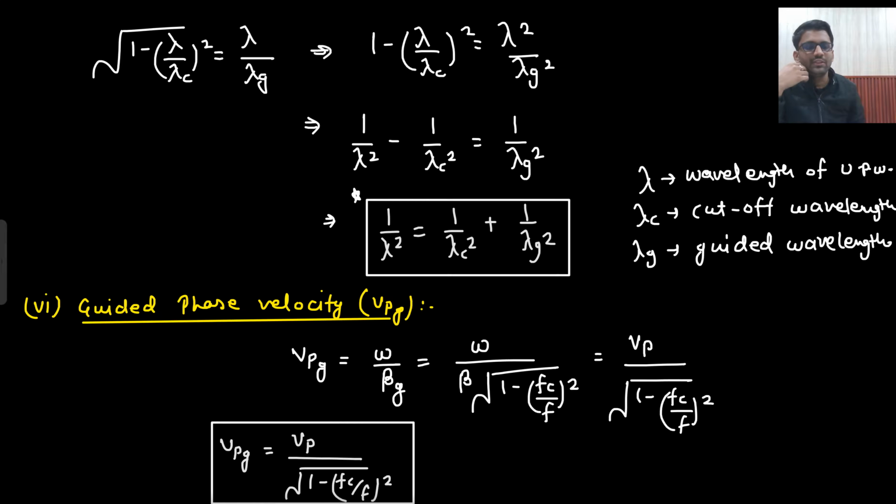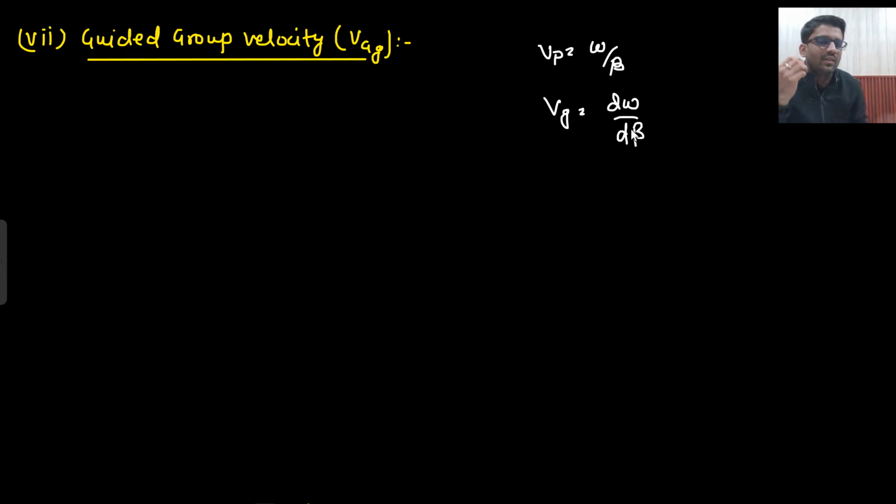There is another term which is group velocity. Till now we did not discuss group velocity. What is group velocity? First see the formula. Vp is omega by beta, right? And group velocity is d omega by d beta. So the formula for guided group velocity is d omega divided by d beta g, right?